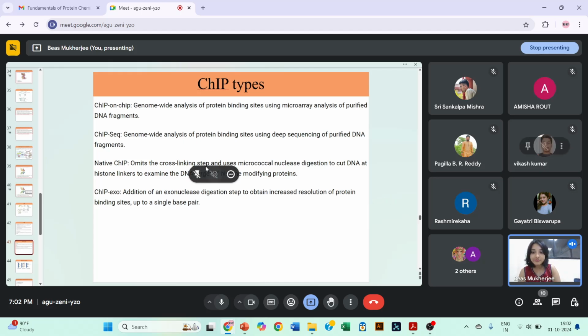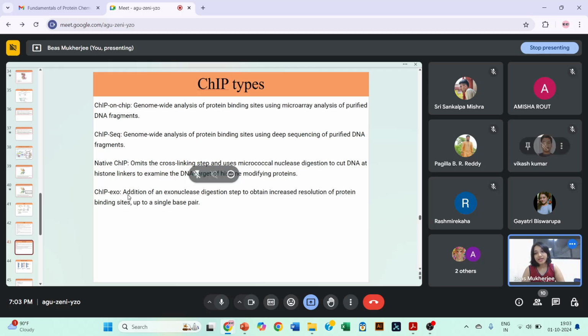So basically in native ChIP, what happens? We are not using cross-linking, but then we are using the native DNA protein interactions. We are using MNase, which is micrococcal nuclease, to digest the DNA at the histone linkers. So linker means you know about histone proteins. You know that histone proteins are made up of 5 different types. There is histone 1, 2, 3, 4, and in between 2 histone octamers, there is the region where you get linkers, right, to examine the target of the histone modifying proteins.